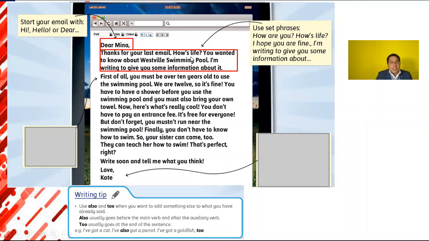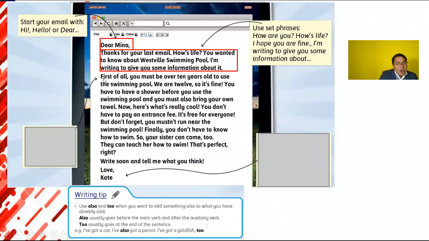This is the introduction. And in this part, you are going to mention your invitation. You wanted to know about Westwide swimming pool. I am writing to give you some information about it. In this part, we say the invitation. Would you like to go to the museum with me? Would you like to go to the park with me? This is number 2, the introduction.